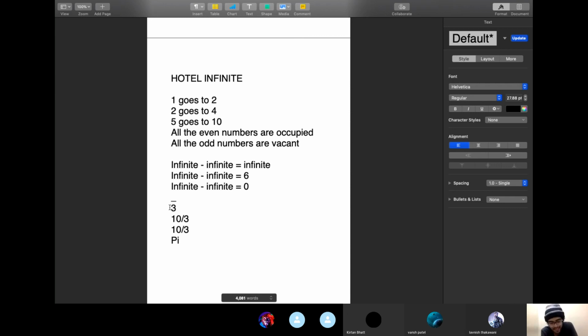Yeah, 10 by 3 is a rational number, and it's non-terminating. So we say non-terminating because the decimal expansion never ends.